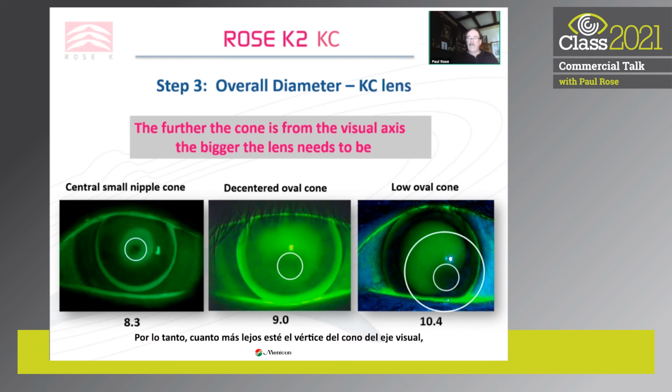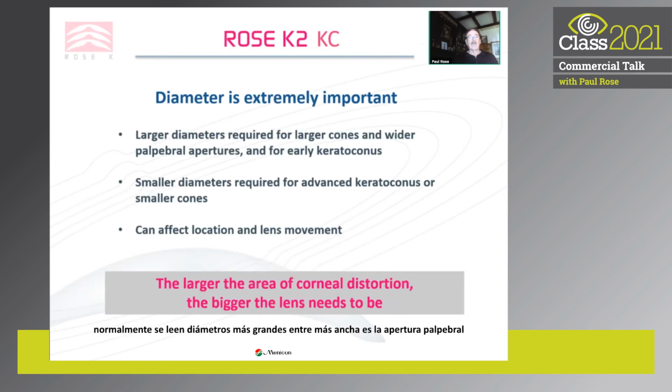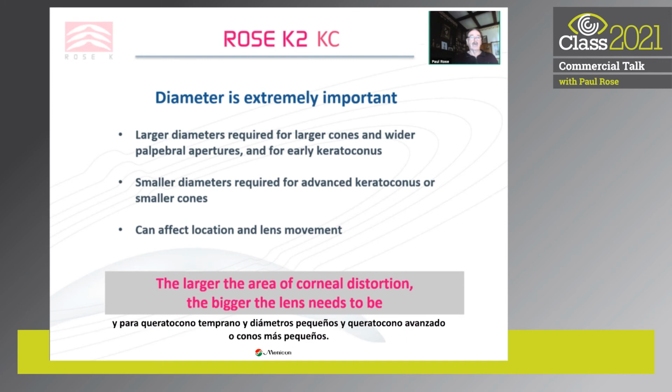So the further away the apex of the cone is from the visual axis, the bigger the lens needs to be. So with a nipple cone, which tends to be just about central, with usually a very, very central small cone, you can get away with a very small diameter and the lens locates very, very well. The diameter is important. Typically, you use larger diameters the wider the palpebral aperture, and for early keratoconics, and small diameters in advanced keratoconus or smaller cones.